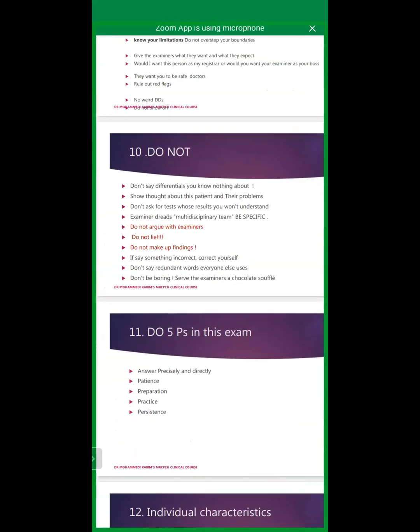Do not, as I said, don't say these things. Don't say differentials that you know nothing about, like some weird inborn error of metabolism as a differential. Please stay with the common things, okay? The examiner doesn't want to hear hi-fi diagnoses. Try to be down to earth and basics first.